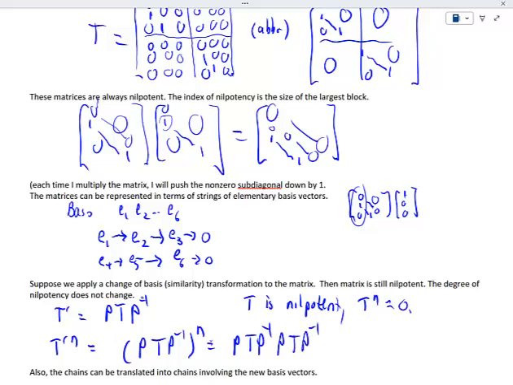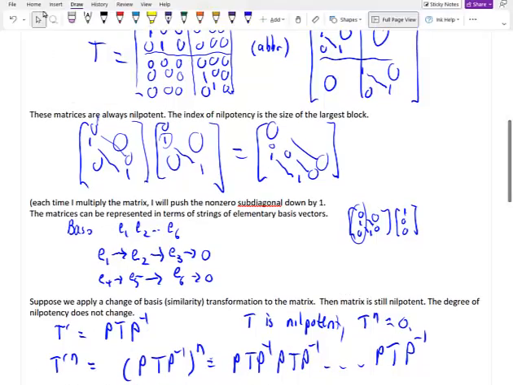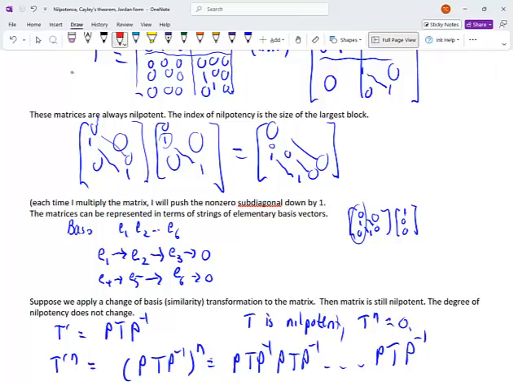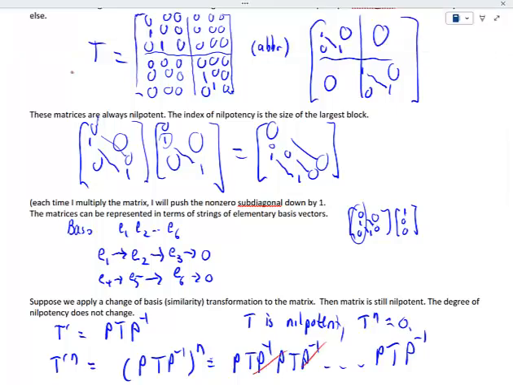This is a trick that comes up again and again, not just in linear algebra, but in algebra as well. You can see that the P inverse and the P pairs cancel each other out, all the intermediate pairs. So what you get is P T to the n P inverse. But T to the n is 0, so that's just equal to 0. So a matrix that's similar to a nilpotent matrix is itself nilpotent.